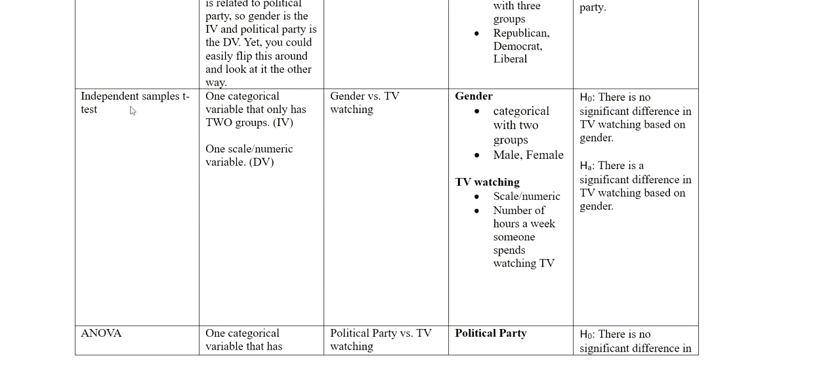For the independent samples t-test, you've got one categorical variable that only has two groups. So you can only have two groups in one categorical variable with an independent samples t-test. You then have one scale numeric variable that's your dependent variable. An example of this is gender versus TV watching. So in this example, gender is our categorical variable with two groups, male and female, and TV watching is our scale/numeric variable that is representing the number of hours a week someone spends watching TV.